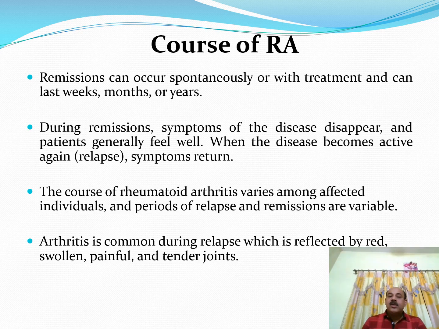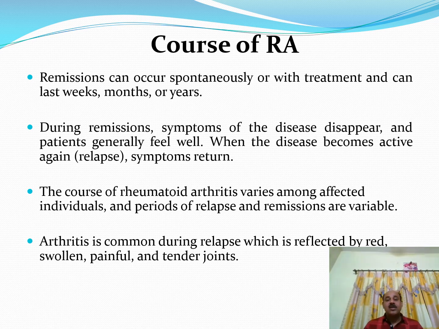Remission can occur spontaneously with or without treatment and can last for a few weeks, months or years. During remission, symptoms of disease disappear and the patient generally feels well. He's all right. He's free from the clinical features or signs and symptoms of disease. And again, when the disease becomes active, means when relapse is there, the symptoms reappear. The course of RA varies among affected individuals. The periods of relapse and remission are variable, maybe weeks, months, or years.